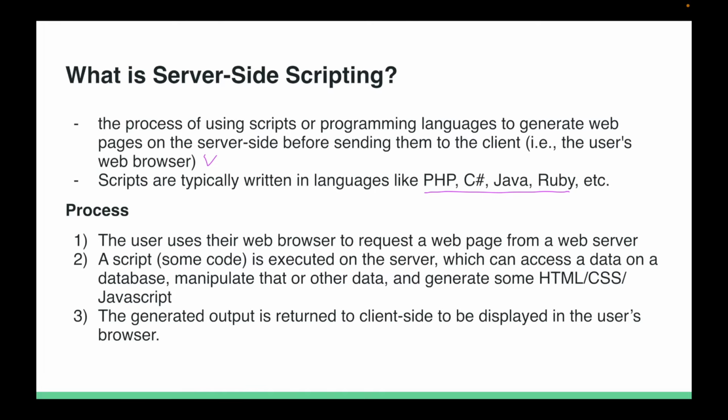So just to summarize how server scripting works: a user is using their web browser to request a web page from a web server. When that request is received by the web server, some code is executed that processes that request, and this code can access data on a database. For example, if you send a request with login information, a login email and password, it may compare that against data on a database. And if it matches the login information on a database, you might receive the matching information in return, which might be a Facebook profile or whatnot.